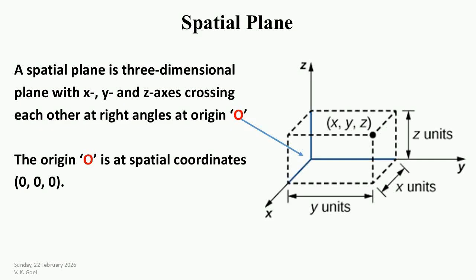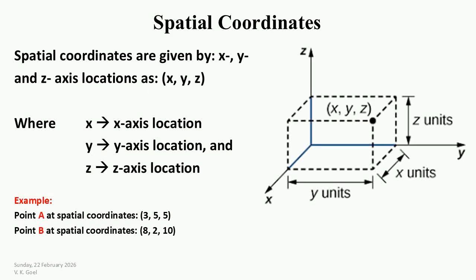A spatial plane is a three-dimensional plane. It has three axes, namely the x, y and z axes. All three axes cross each other at right angles. The crossing point is again the origin, as in the case of the Cartesian plane. A point in the spatial plane is represented by three spatial coordinates: x, y, and z.